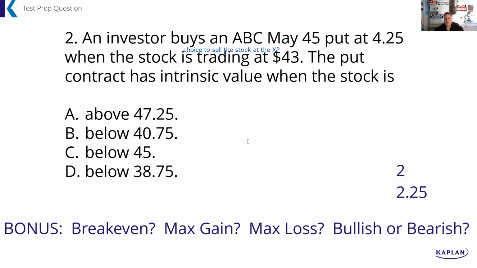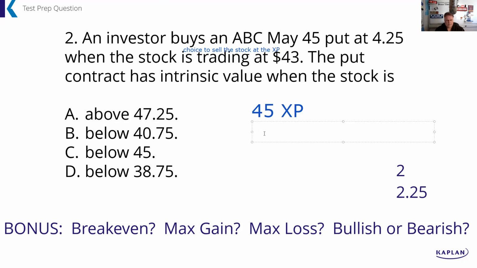425 when the stock's trading at 43. The put has intrinsic value. So call up, put down, call up, put down. So we're looking at a 45 put. So put down, you know, you could do that, or is it likely to be exercised? So there's my strike price of 45. And it says that the stock price is 43.